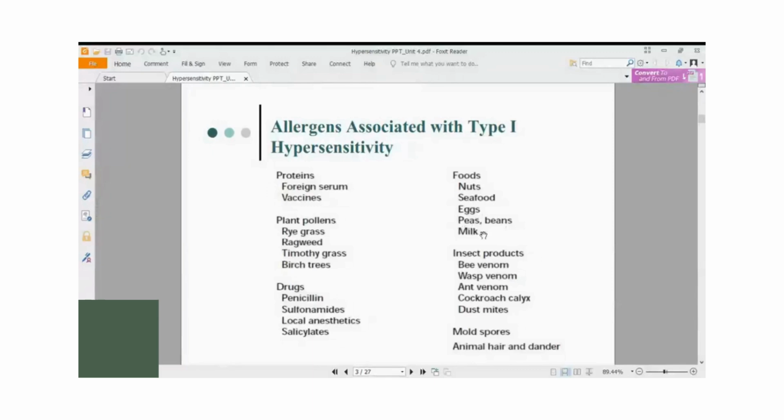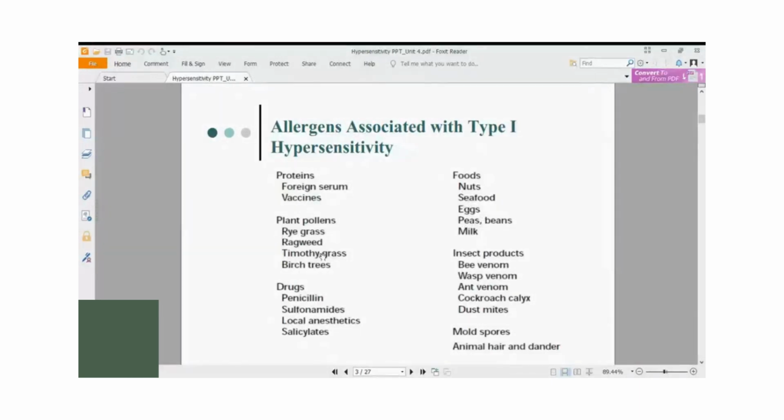Some people are allergic to milk also. They can't take milk because of the milk protein. So majorly, it is the proteins or glycoproteins which are the cause for allergic reactions.